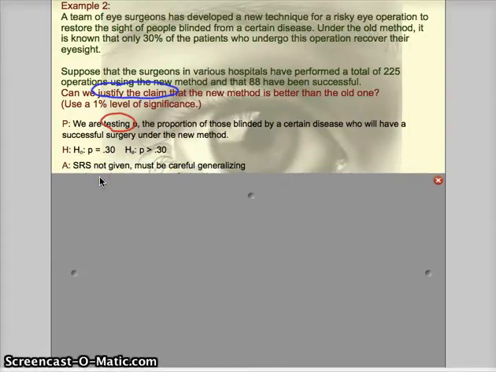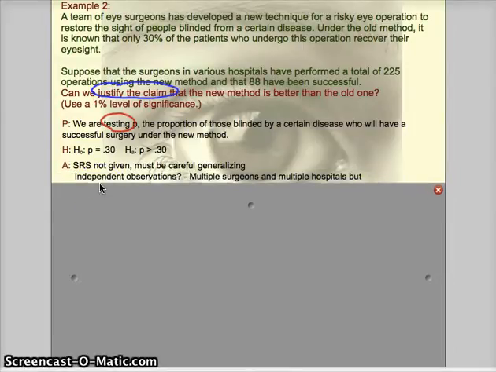We'll check the assumptions, and SRS isn't given here. In fact, that's probably a normal case for something taking place at a hospital or two. We're trying to do this in some situations on the patients who are available. And perhaps it's not set up as an experiment. We're just doing some initial trials here to see if we think we have success. So we don't have an SRS here. We have to be careful generalizing. Until we set up an experiment, it might not be possible to take our results and say this is going to work at any hospital.